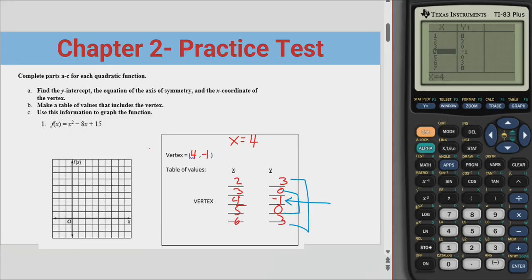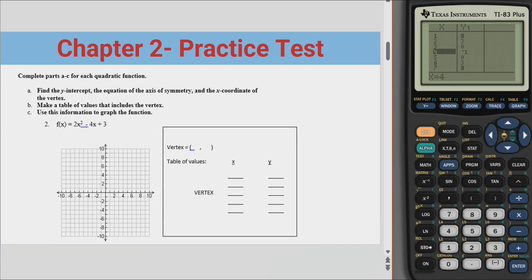So I'm going to graph that up. 4, -1. And then I graph 3, 0, 5, 0, 6, 3, 2, 3. Right? There's my graph. That whole concept of axis of symmetry, right? The fold line on which the graph would be symmetrical. It goes right through the vertex. We're not asked to graph that, but it's right there. Okay, so that is what we need for number 1.